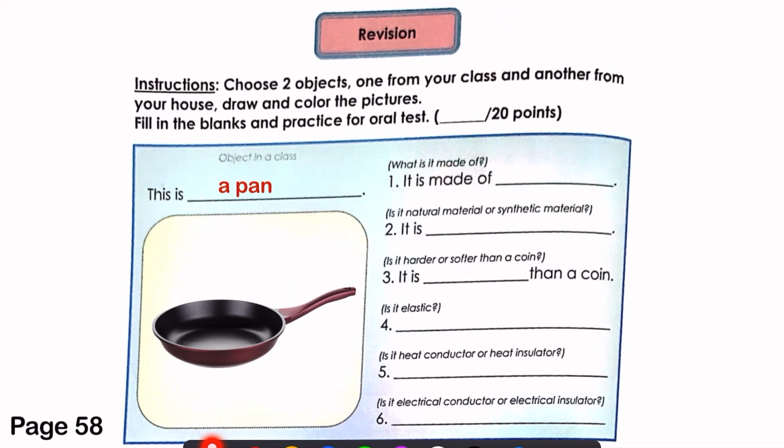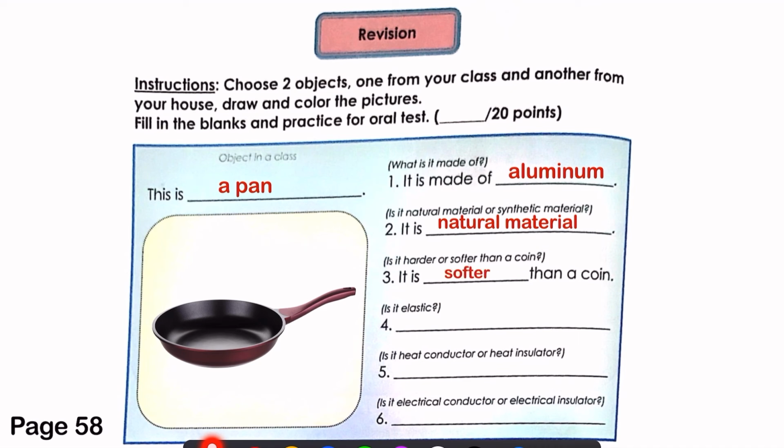What is it made of? For a pen, it is made of metal, such as aluminum. For question number 2, is it natural material or synthetic material? Remember, metal is a natural material. Then for number 3, the question is, is it harder or softer than a coin? You need to compare the object with a coin. And you answer the question.